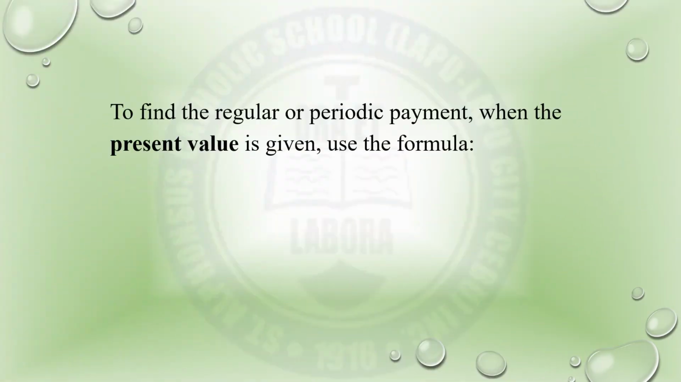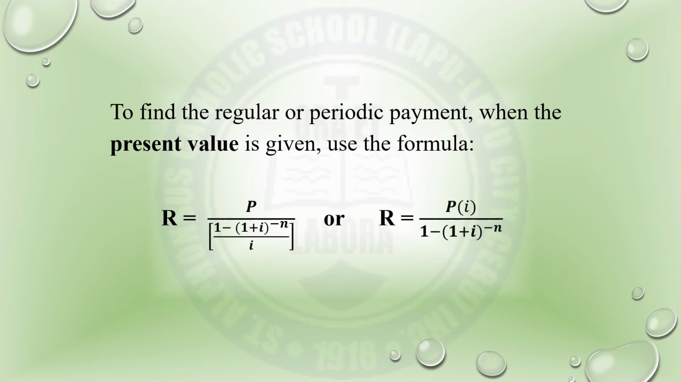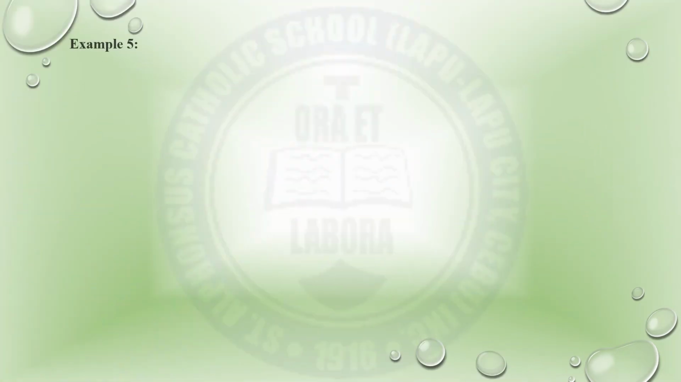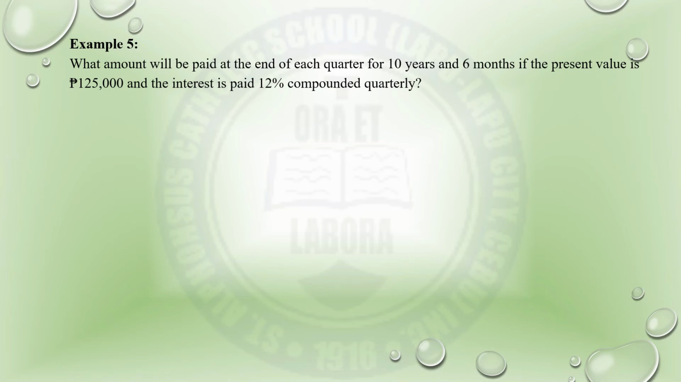To find the regular or periodic payment when the present value is given, use this formula: R is equal to P over the quantity of 1 minus the quantity of 1 plus I raised to negative N, over I, or R is equal to P times I over 1 minus the quantity of 1 plus I raised to negative N. For example number 5, what amount will be paid at the end of each quarter for 10 years and 6 months if the present value is 125,000 pesos and the interest rate is 12% compounded quarterly?